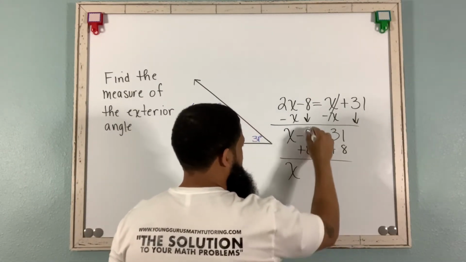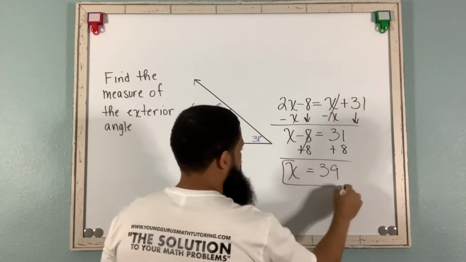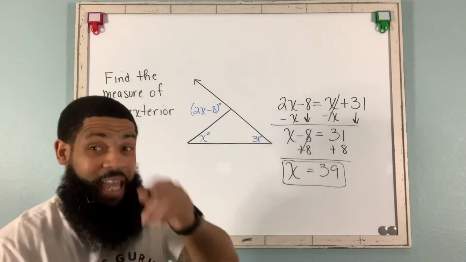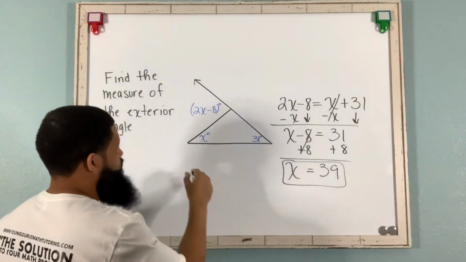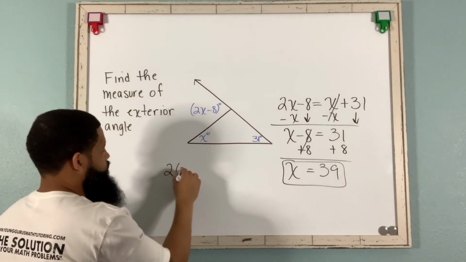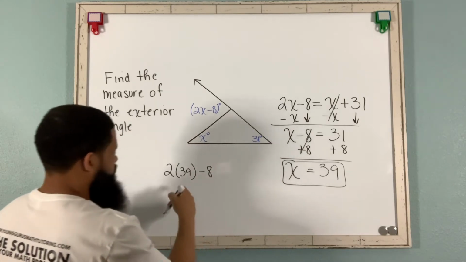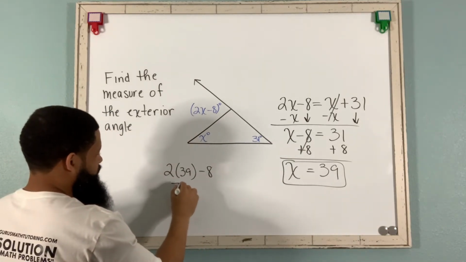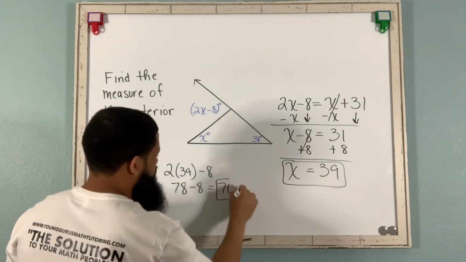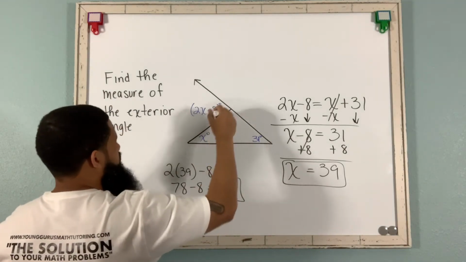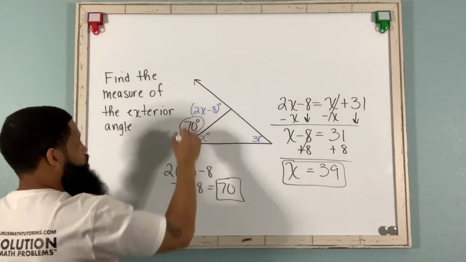Boom. That cancels. 31 plus 8 equals 39. So now, here's the thing. X equals 39, but it says we want to find the measure of that angle. So we need to say 2 times 39 and then minus 8. And so 78 minus 8 equals 70. So our actual answer is this exterior angle equals 70 degrees.